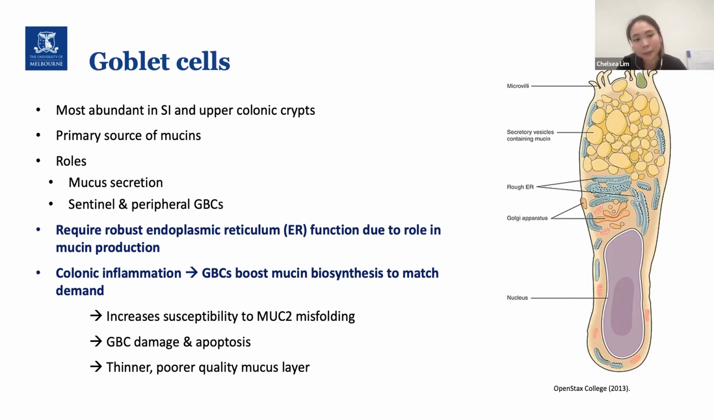Goblet cells require robust endoplasmic reticulum function due to their role in mucin production, which are large complex molecules containing numerous disulfide bonds. In people, colonic inflammation leads to increased mucin biosynthesis by goblet cells to match increased requirements. The excessive workload on goblet cells renders them susceptible to damage and apoptosis, as well as inappropriate folding of MUC2 molecules. These events result in a thinner, poorer quality mucus layer, which mucolytic bacteria can more easily penetrate to incite an inflammatory response.